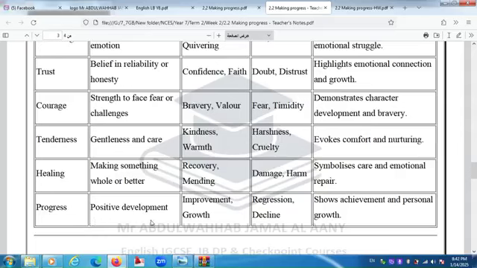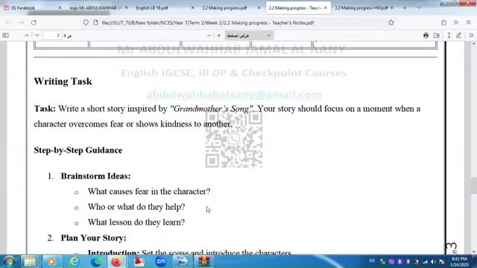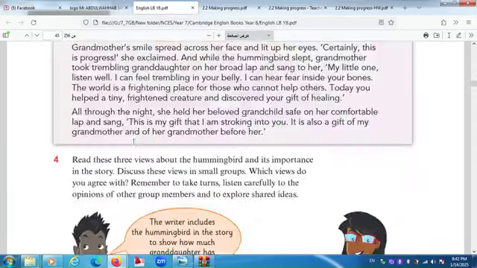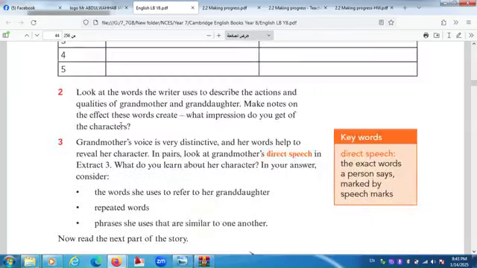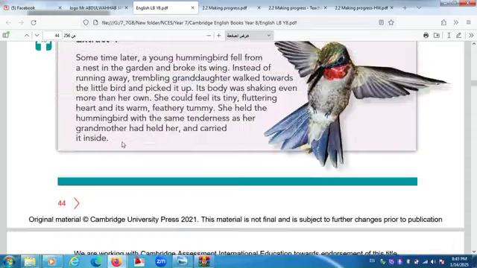Progress: a positive development. It has another meaning of improvement or growth. It has antonyms of regression and decline. The effect is to show achievement and personal growth. Now I'm going to ask you to write a short story inspired by the grandmother's song, which is to rewrite the text using your own words and phrases, your own language. Okay?